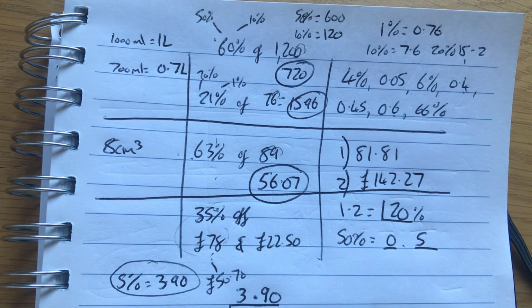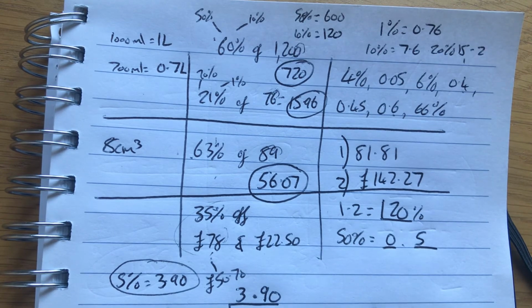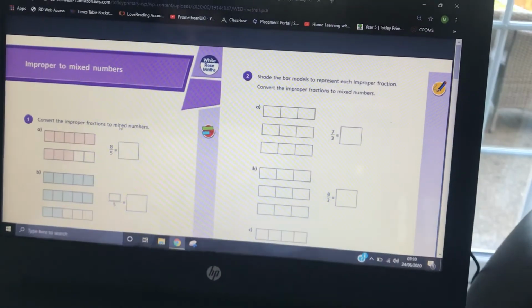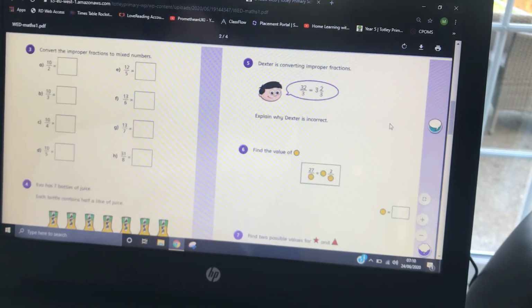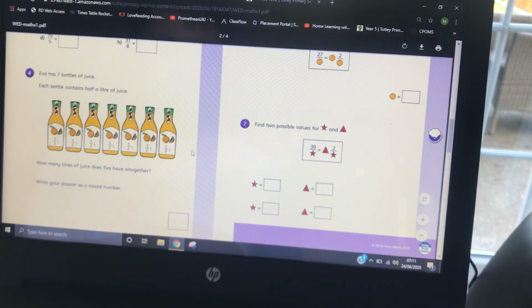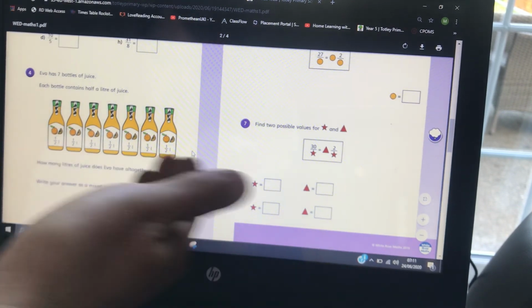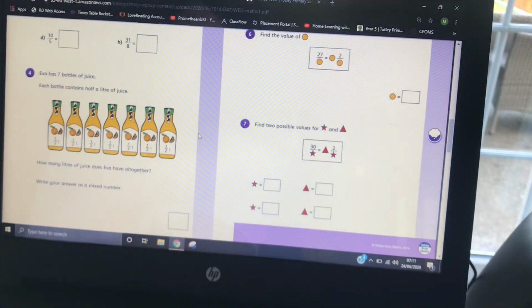And don't forget, you also got your maths, which today is looking at improper to mixed numbers. So looking at our skills with fractions. Everything's not too bad on here, you know, converting, we've been doing that in our do nows. Adding some fractions together, can you write it as a mixed number?